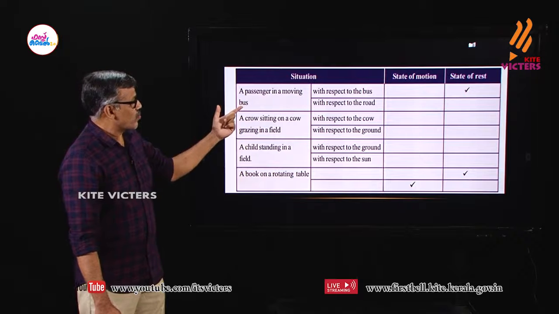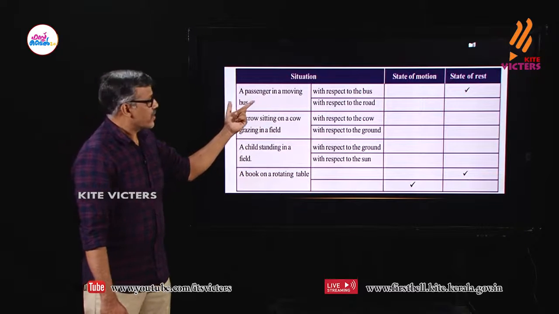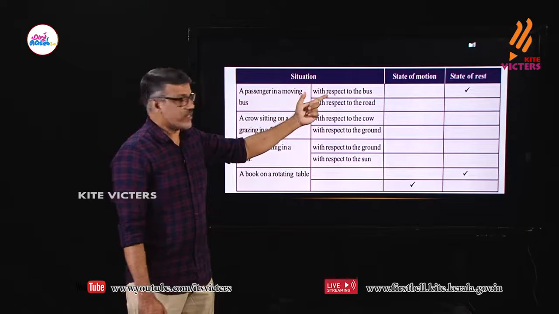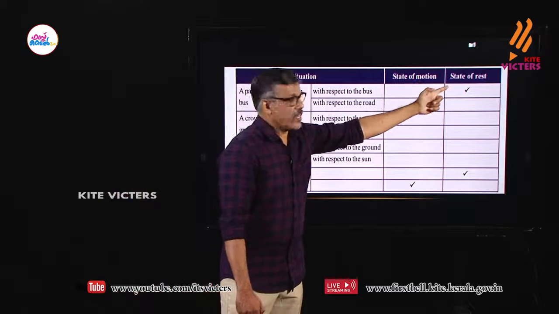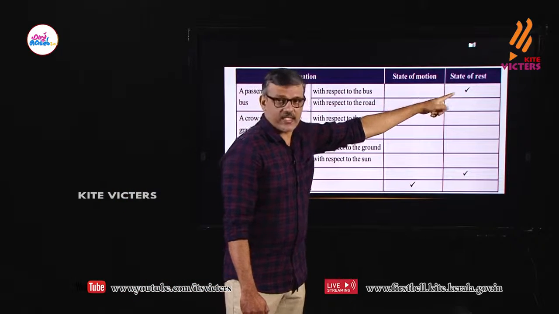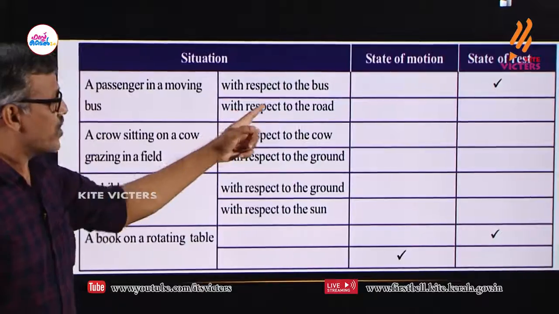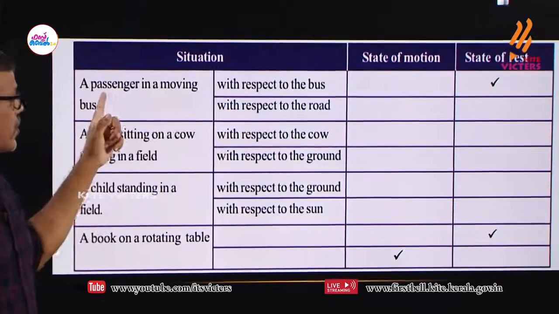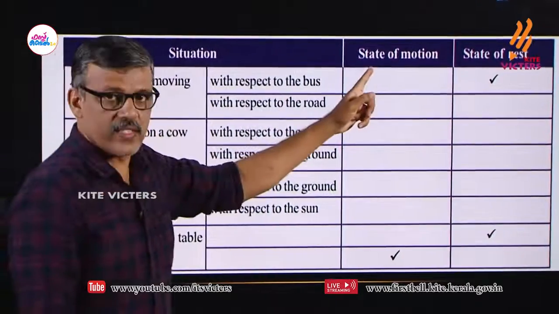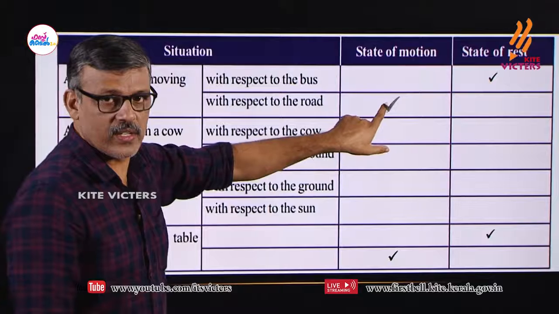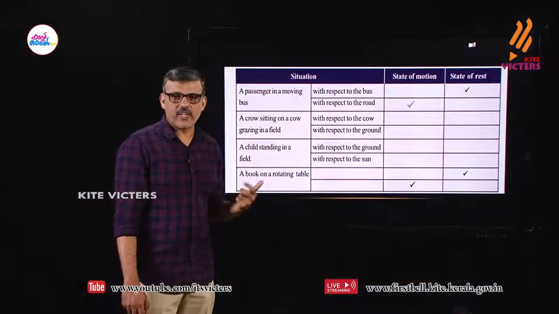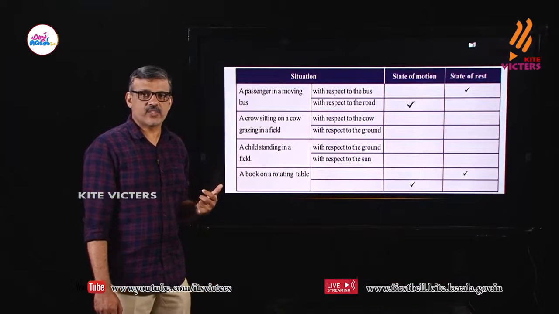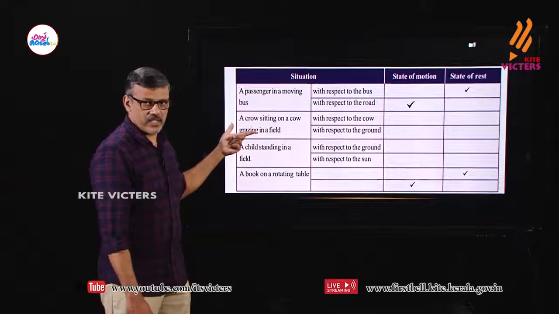A passenger is moving in a bus. With respect to the bus, what is happening? The person is in a state of rest. Now, with respect to the road, the passenger is in the state of motion. Let's watch another video which is related to the second situation.